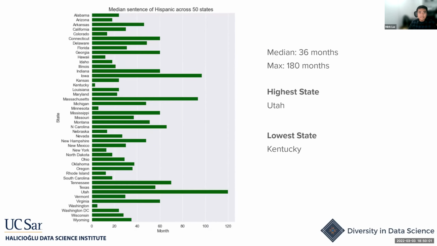And then next we have Hispanic. They have a median of 36 months with a max of 180. Utah is the state that has the highest sentence, and Kentucky is the state that has the lowest sentence.